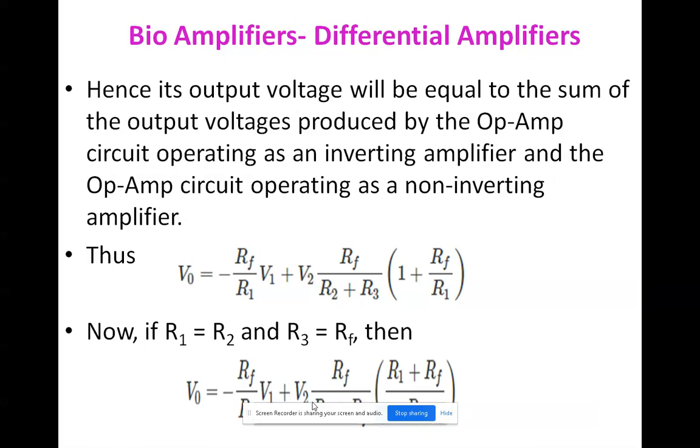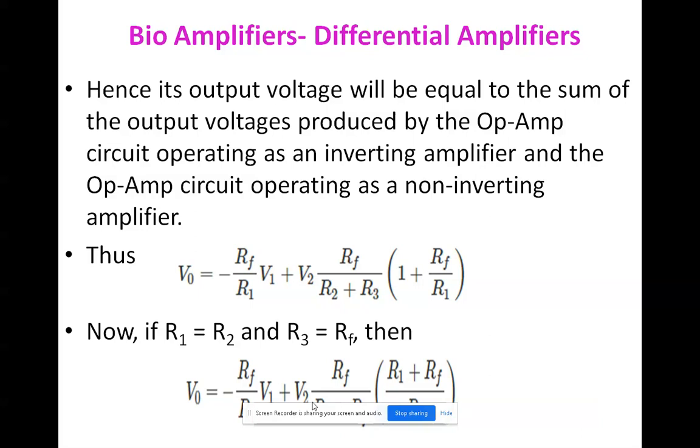Hence, its output voltage will be equal to the sum of the output voltages produced by the op-amp circuit operating as an inverting amplifier and the op-amp circuit operating as a non-inverting amplifier. So the inverting amplifier and non-inverting amplifier output will look like this: V0 equals minus RF by R1 into V1 plus V2 into RF by R2 plus R3 into 1 plus RF by R1.